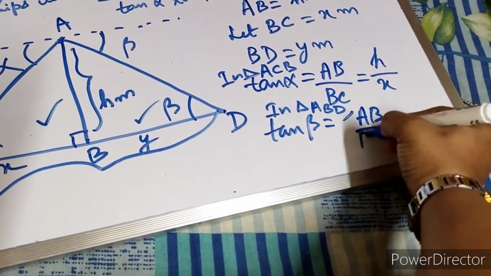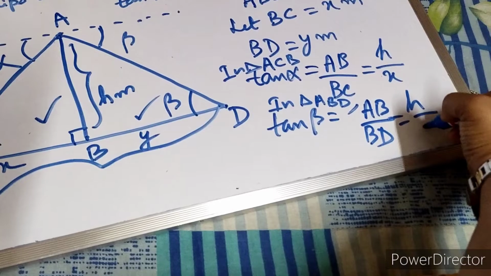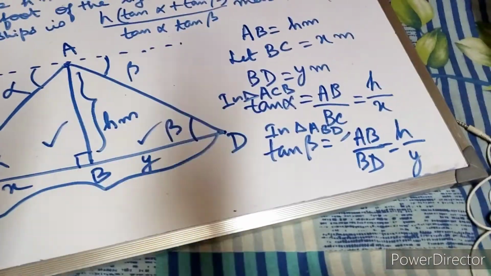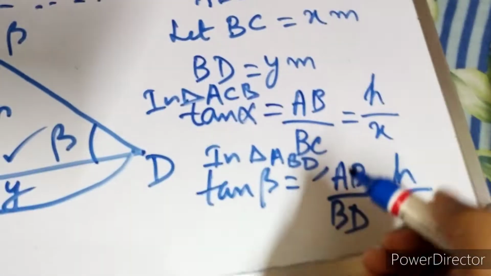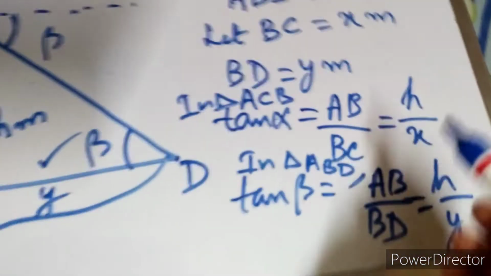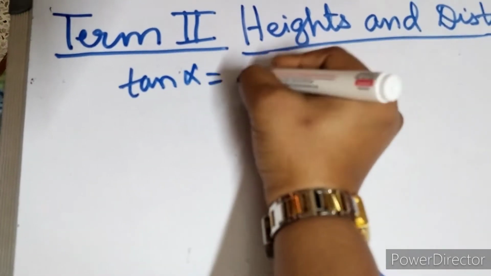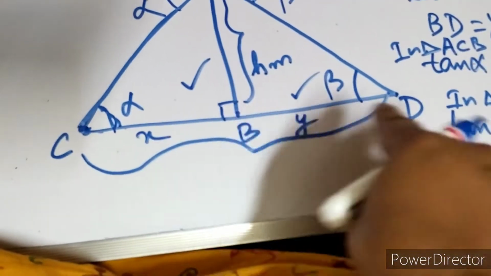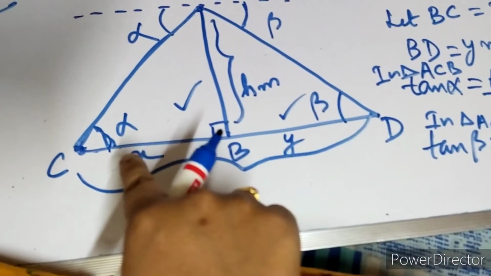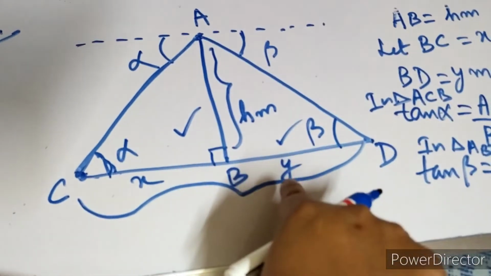AB by BD. What is AB? H. And what is BD? Y. So here we see that tan alpha equals H by X. Now we need to find X plus Y, the distance. Remember, the distance between the two ships means X plus Y.